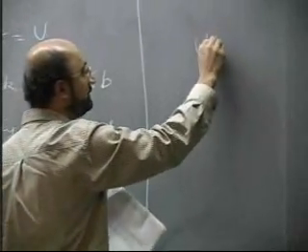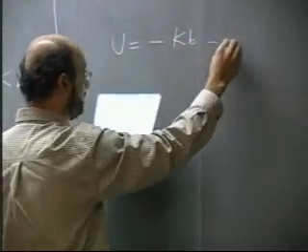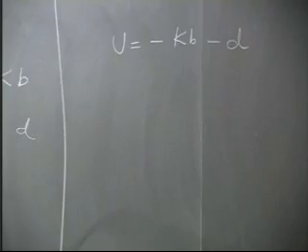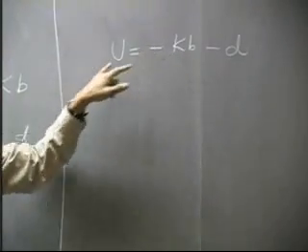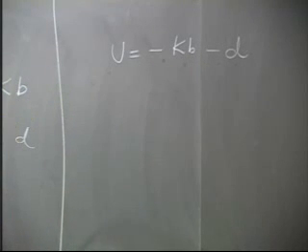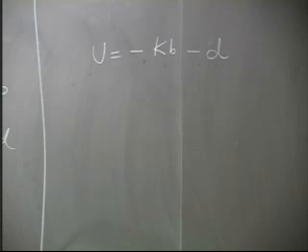So we'll define U to be minus KB minus D. Okay? That's very simple. As the cost goes up, my utility goes down. As my delay goes up, utility goes down. Okay? You can see it's linear. And so, in fact, I could have used linear programming to solve it, but I'm going to use Lagrangian techniques just to illustrate it.